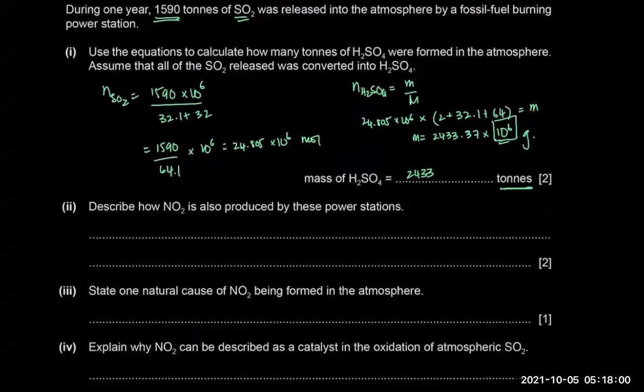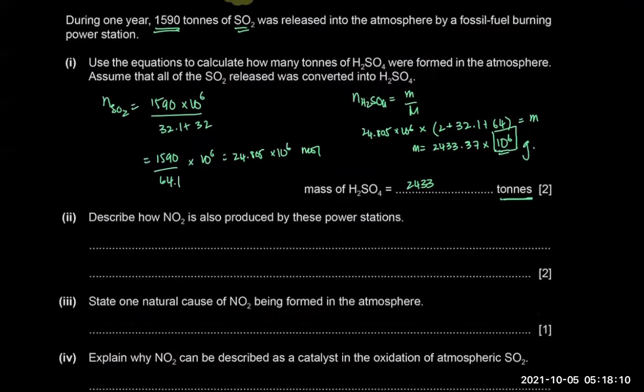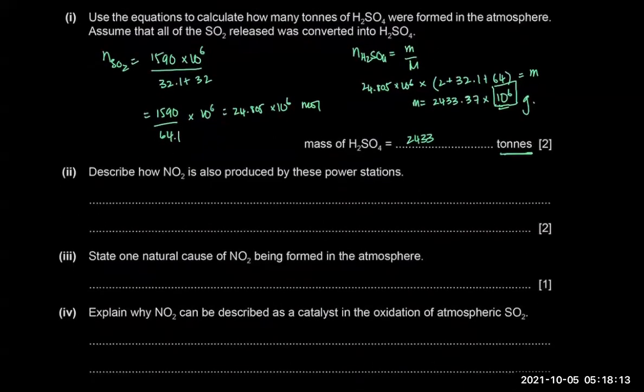Describe how NO2 is also produced in these power stations. Nitrogen, yes. The nitrogen, so how is it produced in these power stations? But why? So you have to explain. Nitrogen isn't normally formed very easily. Nitrogen dioxide doesn't form easily because nitrogen has a strong triple bond. So then why is it forming in the power station?